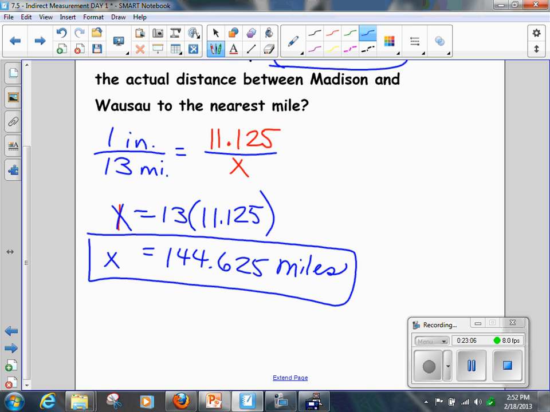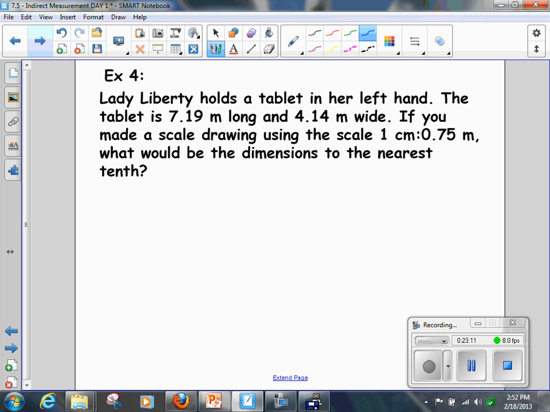Okay? Questions on this? Easy or difficult? Easy. Let's look at the next one. Lady Liberty, who is that? Statue of Liberty. Holds a tablet in her left hand. The tablet is 7.19 meters long and 4.14 meters wide. If you made a scale drawing using the scale 1 centimeter to 0.75 meters, what would be the dimensions to the nearest tenth? Now, I'm going to just tell you right now that maybe she is holding the original iPad. Just think about it. Didn't you say iPad?